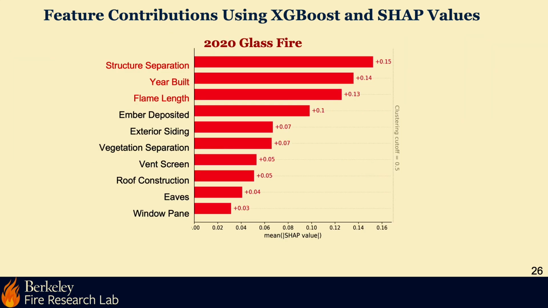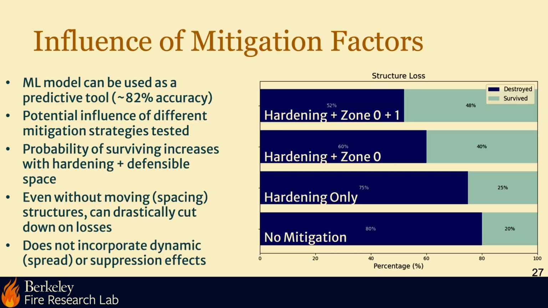So I'm not going to talk about each fire, but as we see through each of them, we generally have most of the same trends. Separation, year built, flame length tend to be among the most important, and the siding. And you can't really just take one out and remove the others. All of them do play an important role, and depending on the layout of the community, have different impacts.